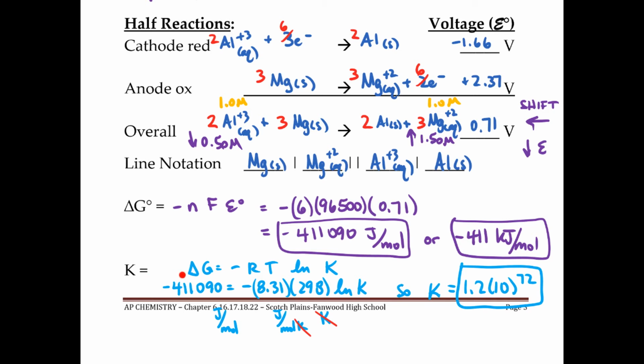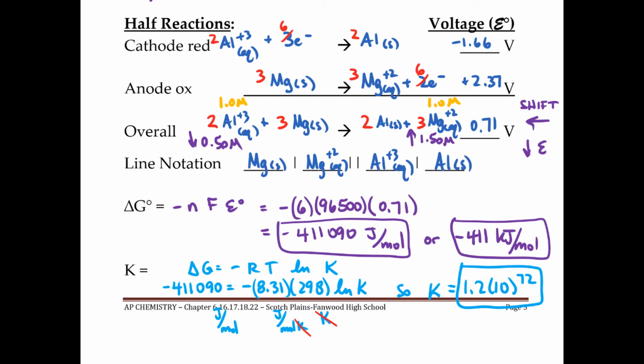Delta G equals negative RT ln K. And the G again has to be in joules per mole, because R is 8.31 joules per mole. And 298 is the temperature, and for ln K, you find K is 1.210 to the 72nd. That's a big number. And so a K that is super, super high tells you this reaction favors the right side tremendously. So it's a very, very spontaneous reaction according to voltage.